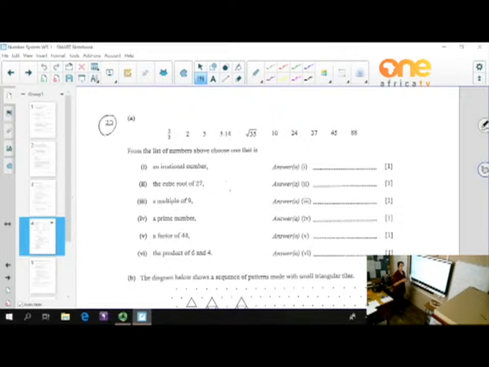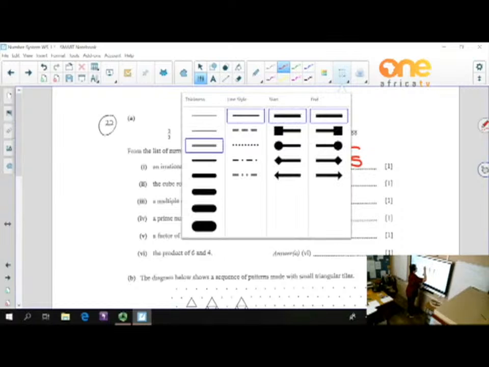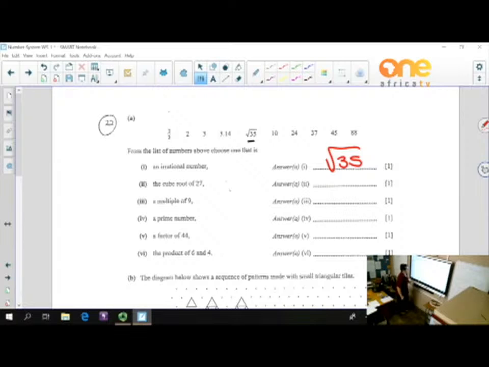Now we said rational means you can write it as a fraction. So irrational cannot be written as a fraction. I have to round it off. And that's why this one, the square root of 35, is irrational. The square root of 35 is irrational. Then the cube root, so you can just as well press your calculator like this. The cube root of 27, and the answer is 3.